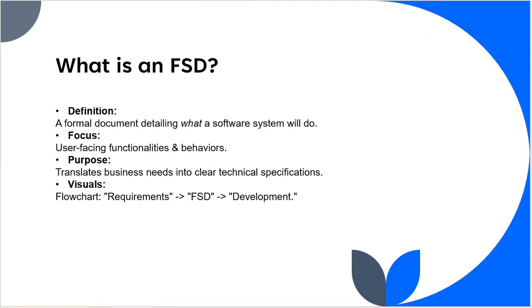So what is an FSD? FSD is the acronym for the functional specification document. The definition of FSD is a document that deals with what the system will do. So the FSD contains the system-related details, how the system should work, what points the system will cover, and how the system should do it. That is covered in the FSD.